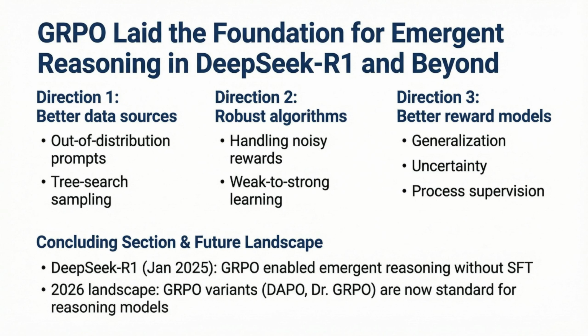Looking back from 2026, we can see that many of these directions were pursued. DeepSeek R1 showed that GRPO could enable emergent reasoning behaviors. The model learned to think step by step, verify its own work, and even have aha moments, all without supervised fine-tuning. GRPO and its variants like DAPO have become the standard approach for training reasoning models. The key takeaway: GRPO is not just an algorithm. It represents a paradigm shift in how we think about training LLMs to reason.